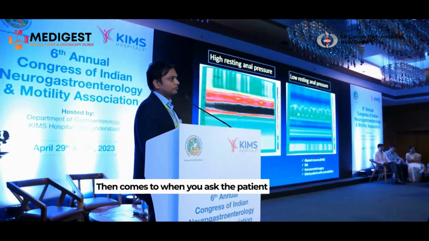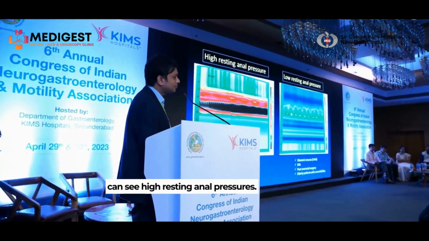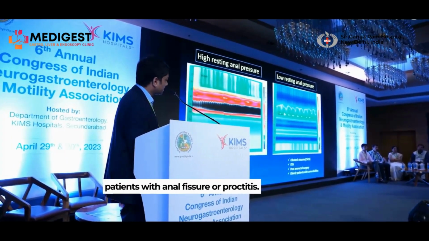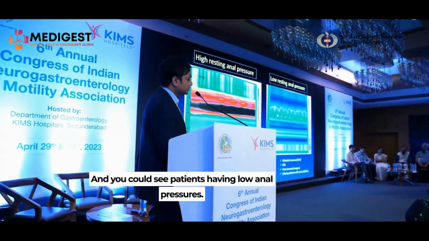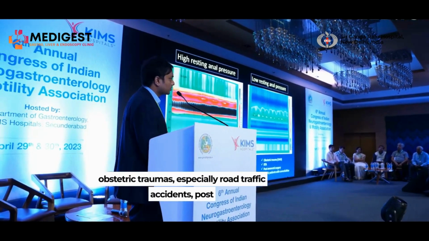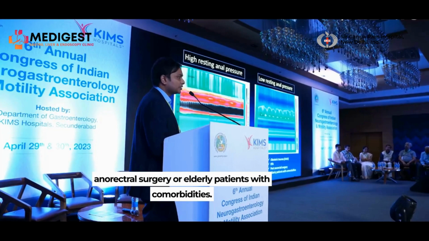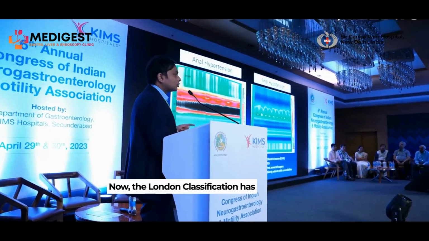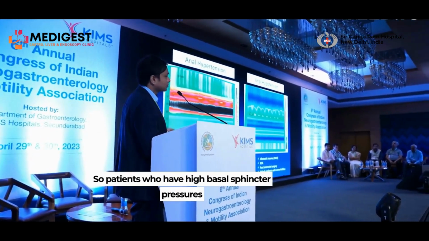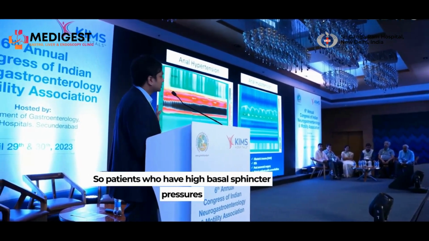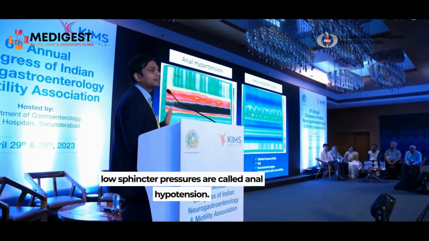There are certain patients in whom you can see high resting anal pressures. This could be seen in patients with anal fissure or proctitis. And you could see patients having low anal pressures. This could be seen in patients with obstetric trauma, especially road traffic accidents, post-anorectal surgery, or elderly patients with comorbidities. Now the London classification has renamed them. Patients who have high basal sphincter pressures are called anal hypertension, and those who have low sphincter pressures are called anal hypotension.